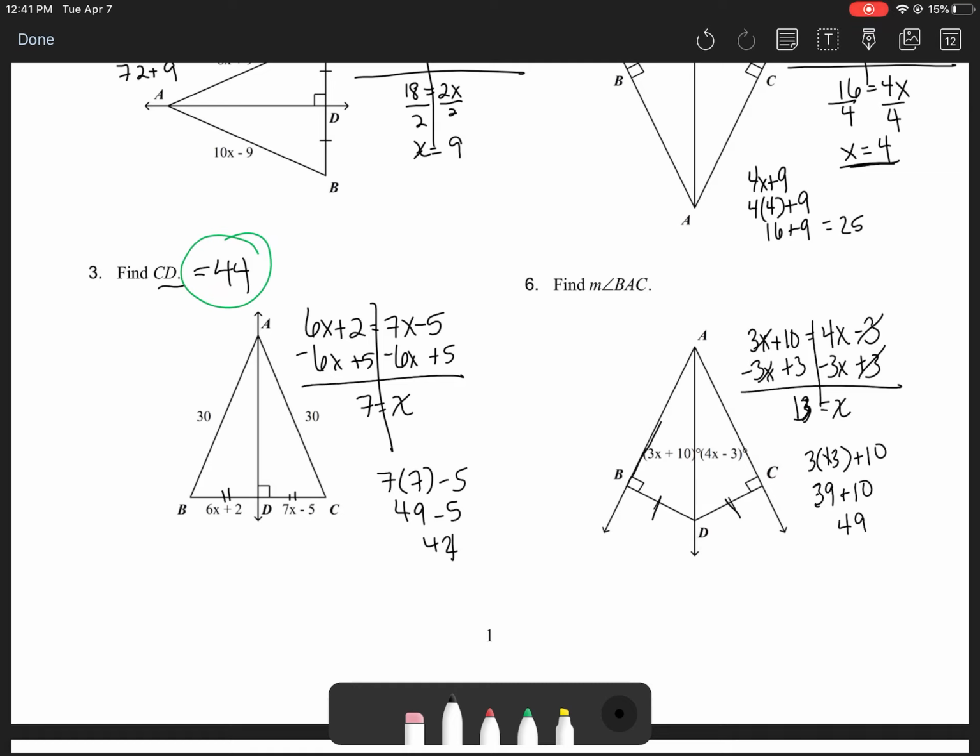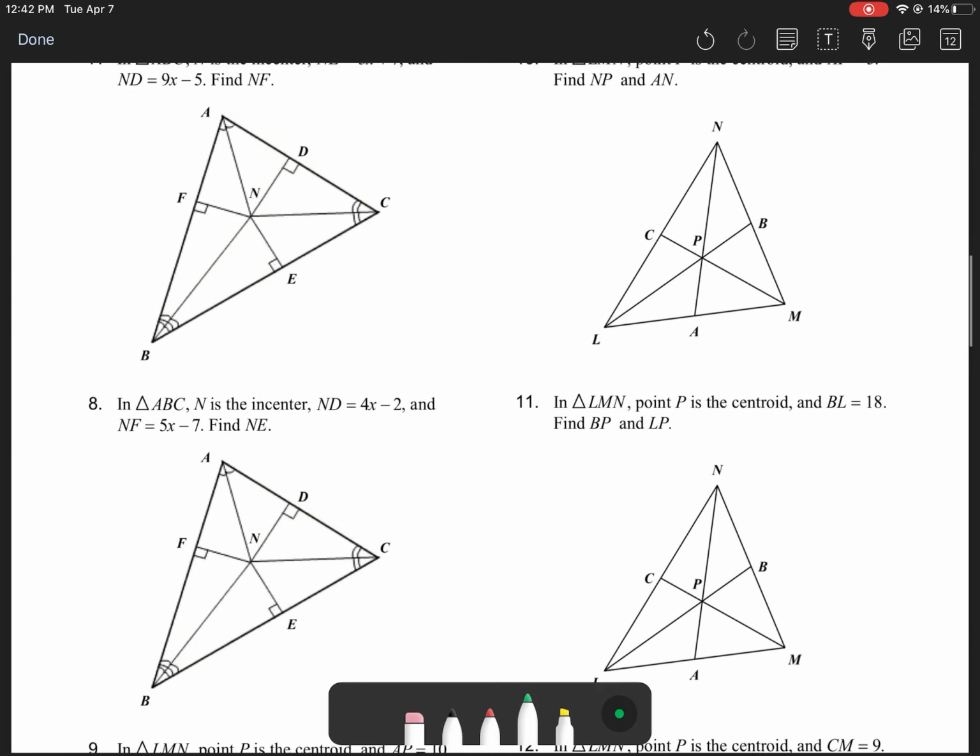So this time it asks for the measurement of BAC, so this entire angle here. And I haven't done that yet. All I've found out is that this is 49 degrees. But since it's bisected, both of them should be 49. So 49 plus 49 would be equal to 98. So BAC equals 98 degrees. I want to make sure I'm reading those in direct directions and not just assuming I know what it is.